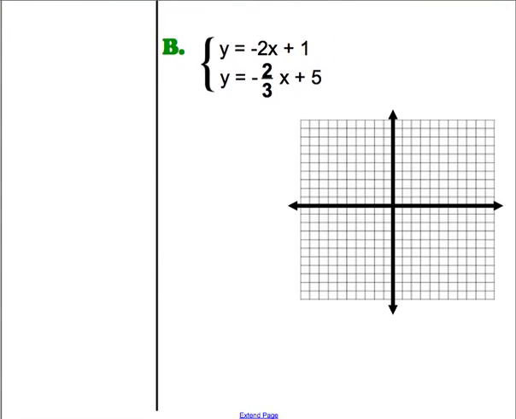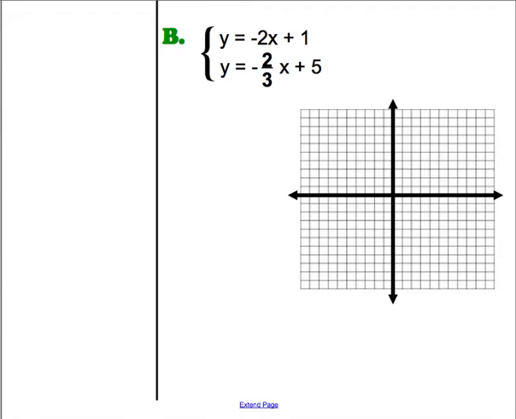Here we have y equals -2x plus 1 and y equals -2/3 x plus 5. Since they're in slope-intercept form, we're going to go ahead and graph them. And so I'm going to graph my red equation, which is at +1 crossing the y-axis. It's -2 over 1, so that means I'm going to go down 2, forward 1, covering the whole entire graph, and going up 2, back 1, all the way through and make sure that we cover our entire graph.